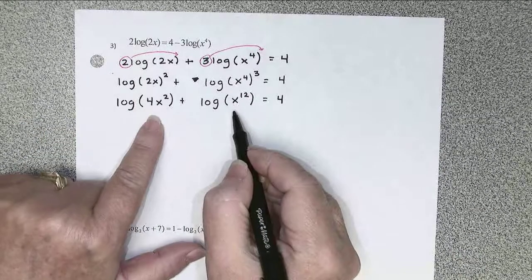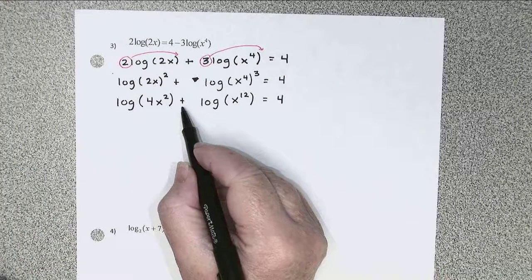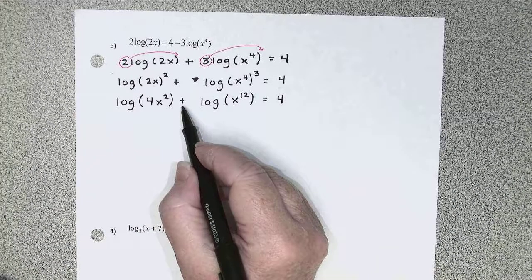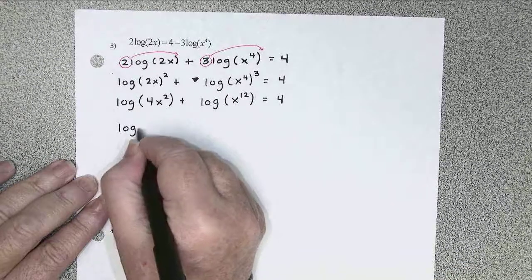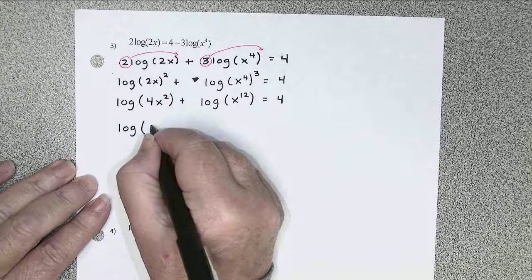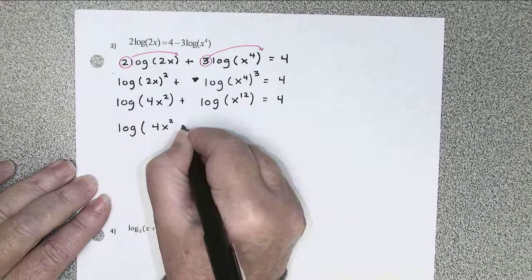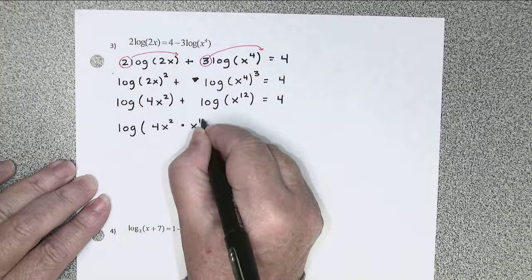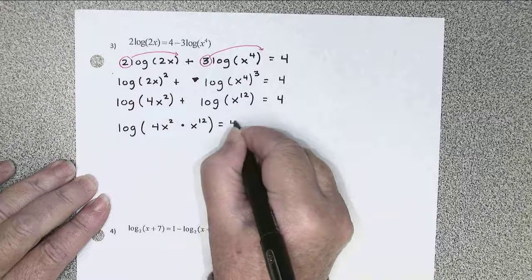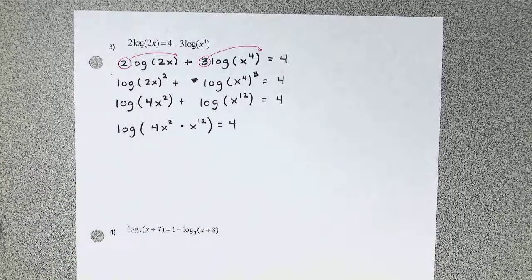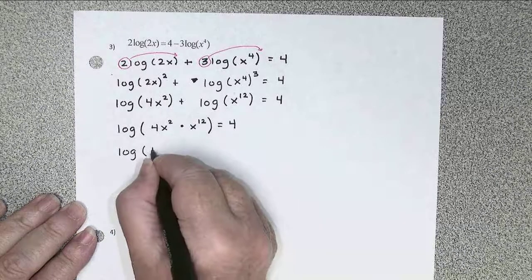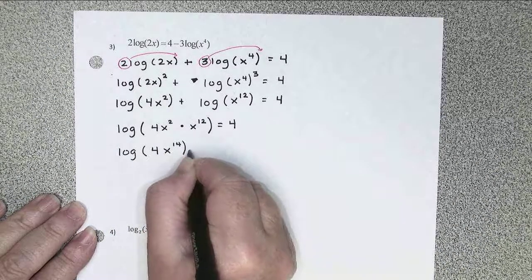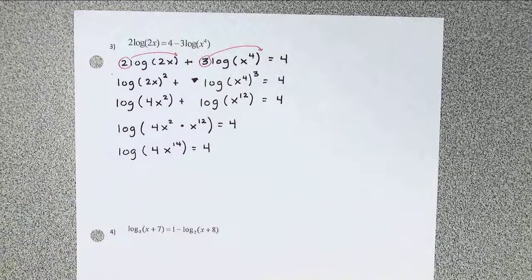Now that they're individually simplified, I can collect them. These are added, so that's going to take me back to the product property. I'll collect as a single logarithm of 4x squared multiplied by x to the 12th. Adding powers, that would give me 4x to the 14th. All right, the logs are all collected.